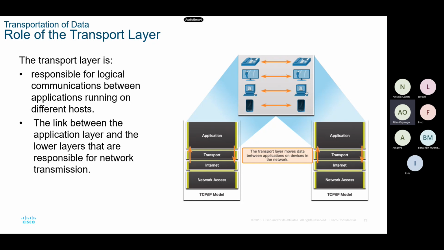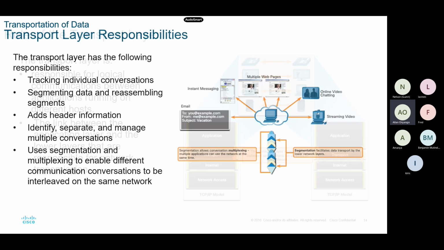For your Facebook to communicate with the Facebook of another user, the transport layer is very crucial. And it's also the link between the application layer and the lower layers that are responsible for network transmission. And so you can see from the voice over IP phone to another voice over IP phone, from one video conference to another conference device, one PC to another PC, and your mobile phones. The applications that run on the mobile phones are all managed by using the transport layer.